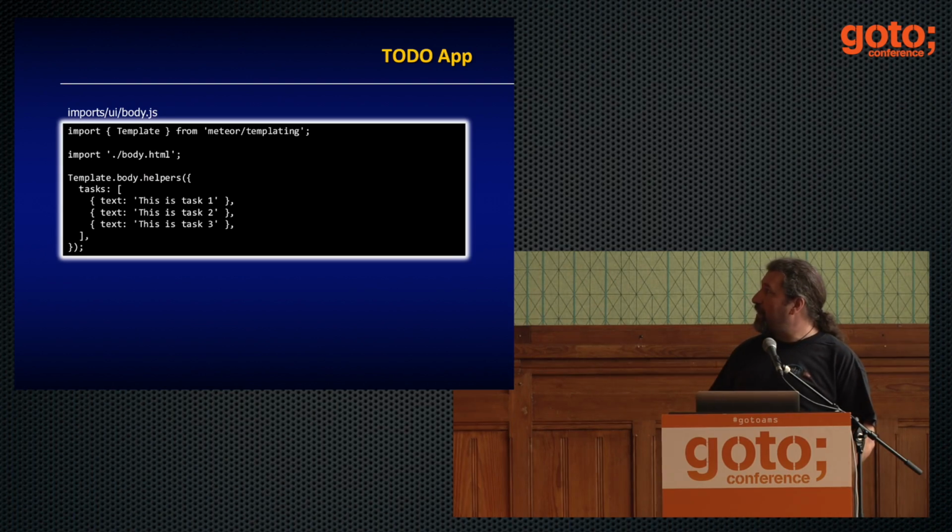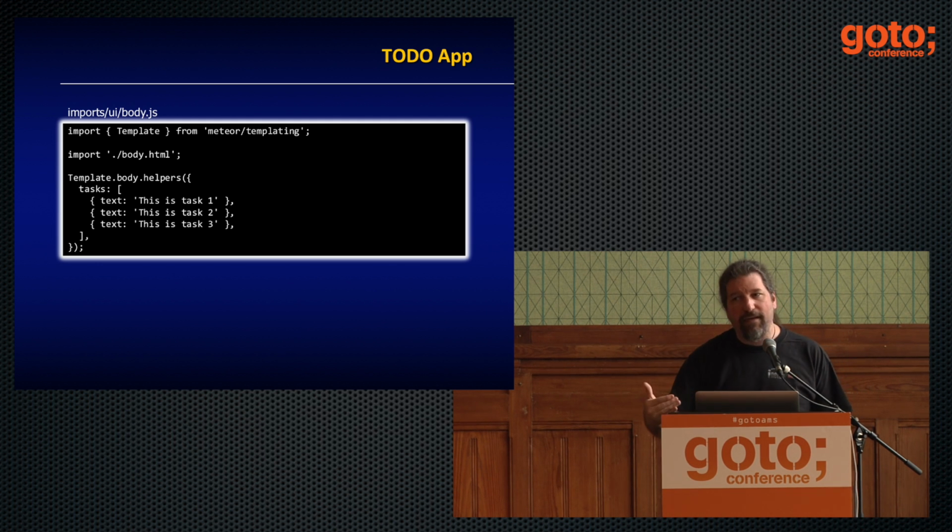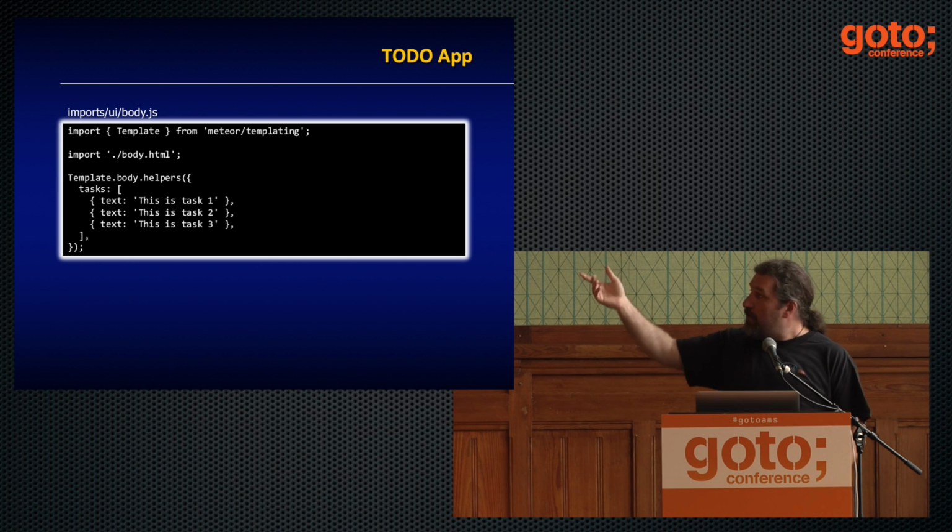The body JS code, here we see two import statements. First of all, we pull out the template from Meteor templating. This is because we want to define the body as a template. So specifically, we say template.body, and then notice helpers here. And then notice very carefully, we actually have a curly bracket and a curly bracket inside of the parentheses. What we are defining here is an object using object literal syntax that will have one member on it called tasks, which will in turn be an array of predefined tasks so that now we have some data. Notice that we import the HTML though.